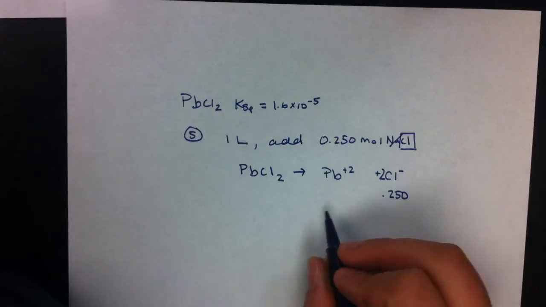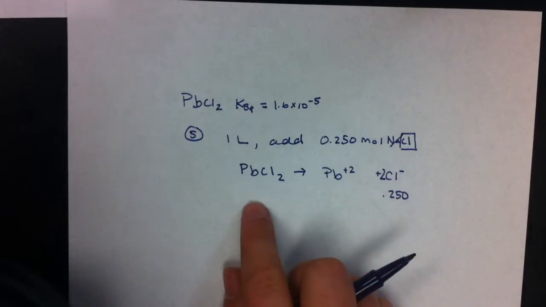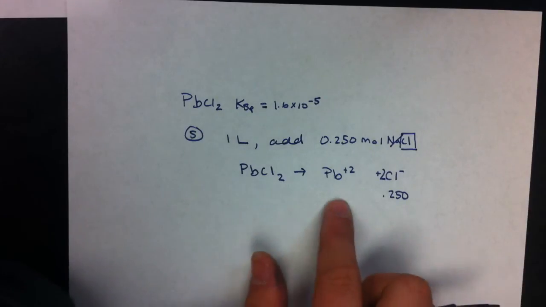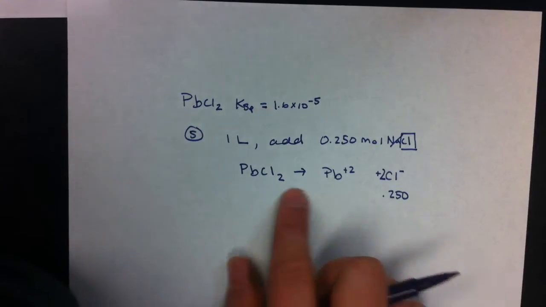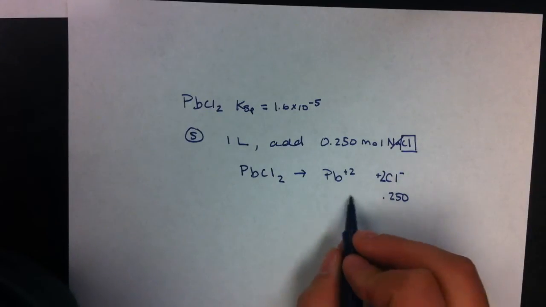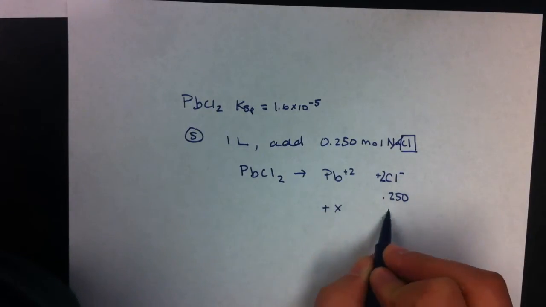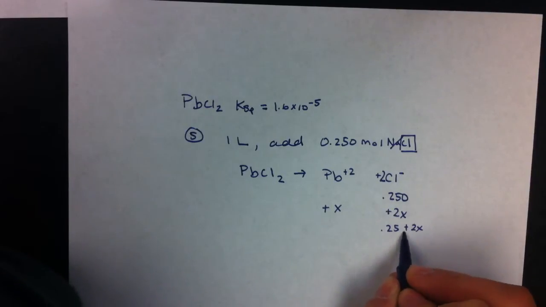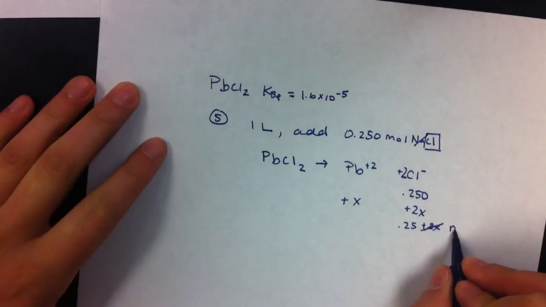So we can pretend like we're starting all over again, and we know that we have enough lead chloride for it to dissolve. It's a more than saturated solution now. So we can pretend like we have 0, add x here, add 2x, and then 0.25 plus 2x, which we neglect because of the 5% rule.